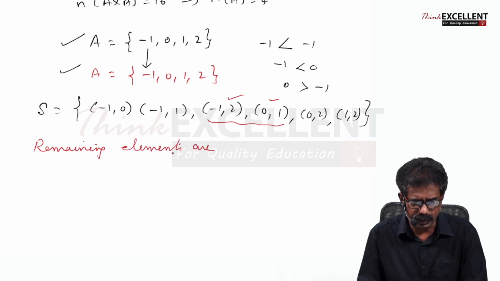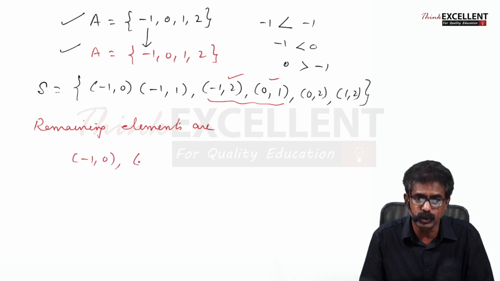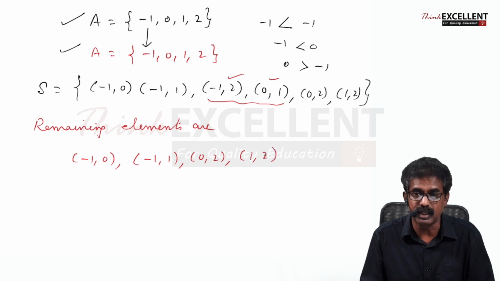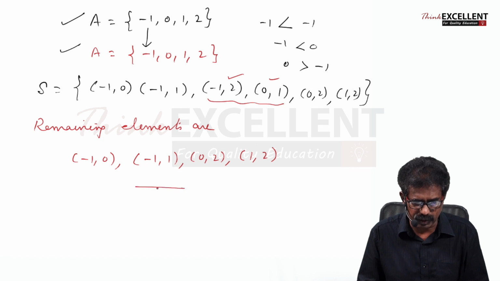What are the remaining elements? Minus 1, 0. The 2 given ordered pairs, you leave it. So minus 1, 1; 0, 2; 1, 2. So these are the remaining elements. No need to write it as a set. So this is your final answer.